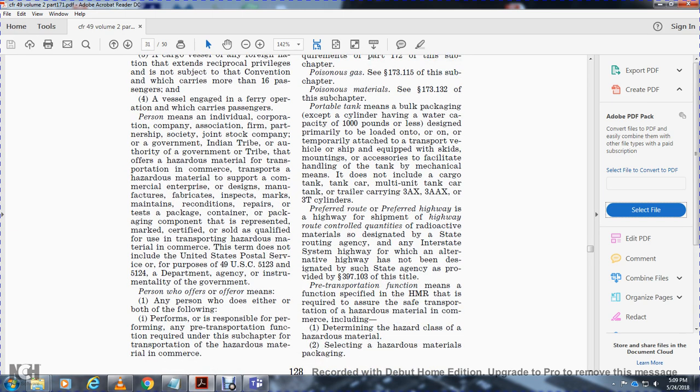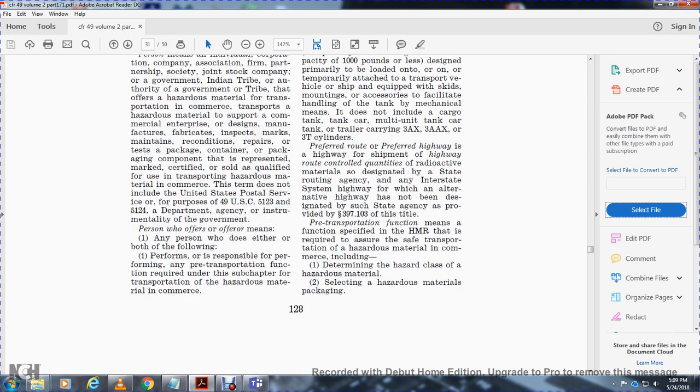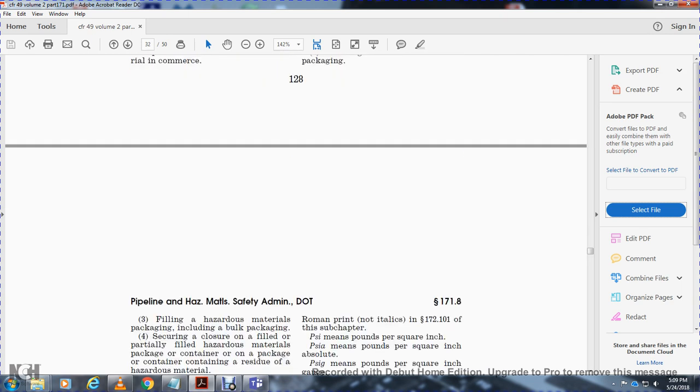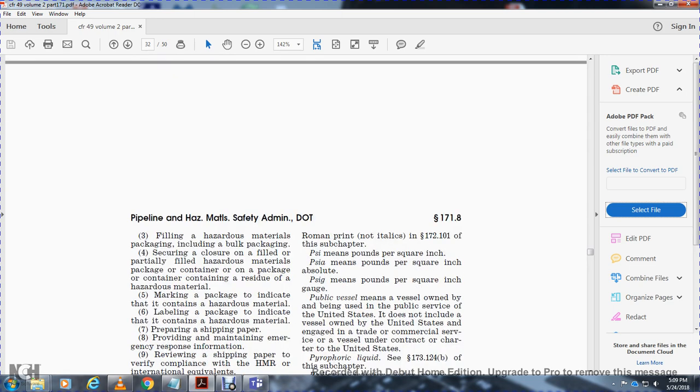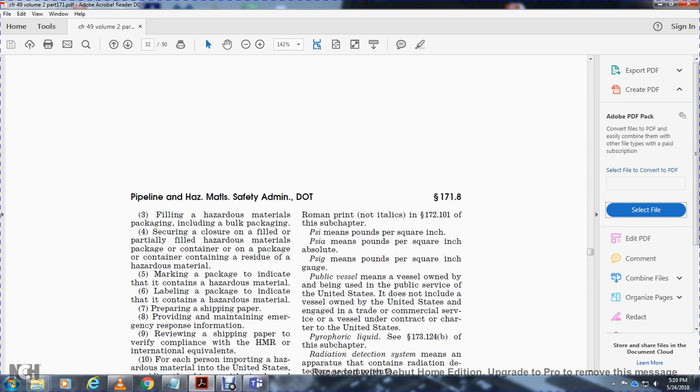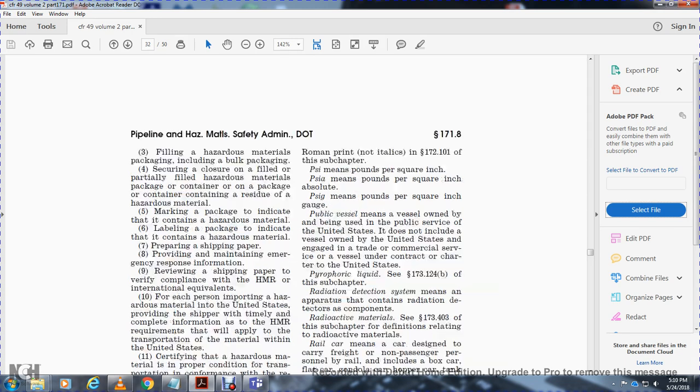Pre-transportation function means a function specified in the Hazardous Materials Regulations required to ensure the safe transportation of hazardous material in commerce, including determining the hazard class of the hazardous material, selecting the hazardous material packaging, filling the hazardous material packaging, including bulk packaging, securing the closure of the filled or partially filled hazardous material packaging, marking the package to indicate that it contains hazardous material, labeling the package to indicate that it contains hazardous material, and preparing the shipping paper to provide emergency response information, reviewing the shipping paper to verify compliance with the hazardous materials regulations.